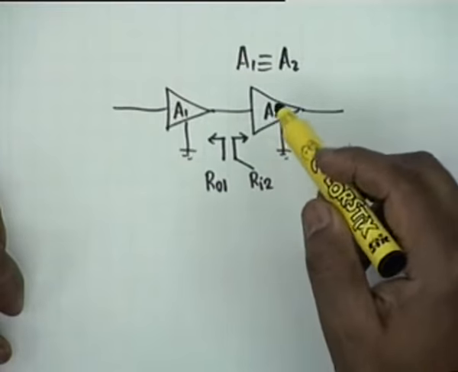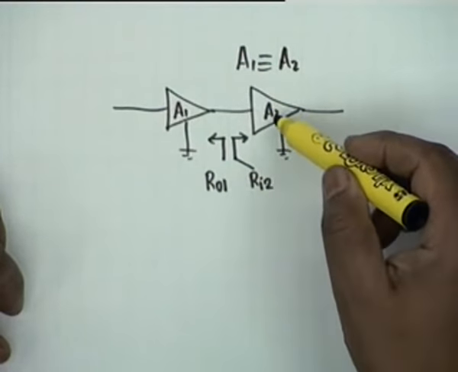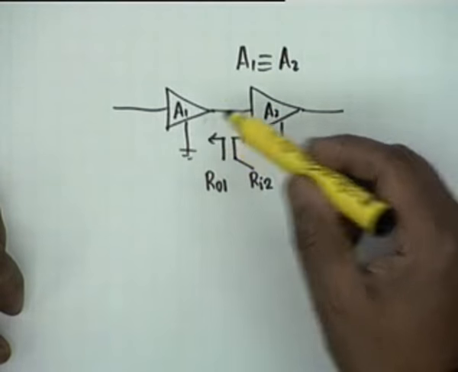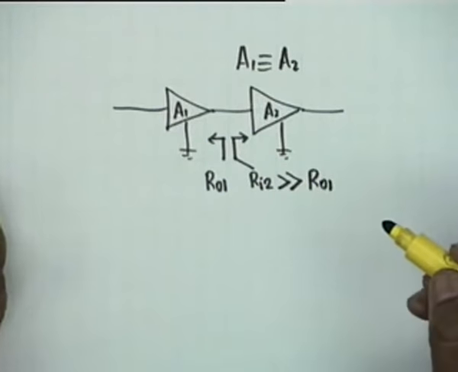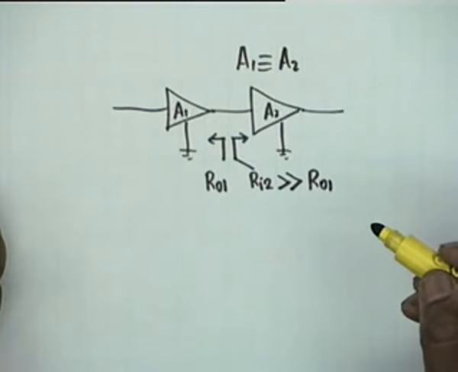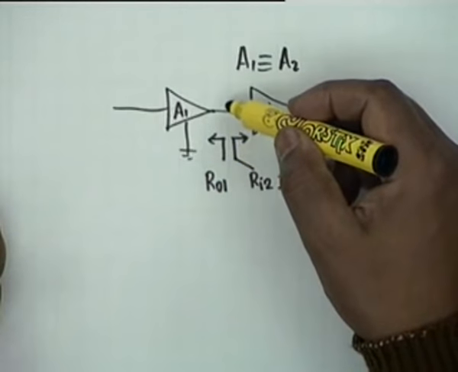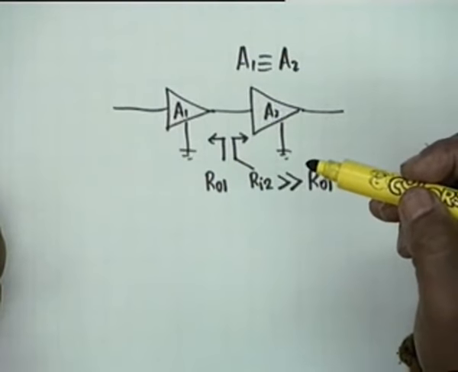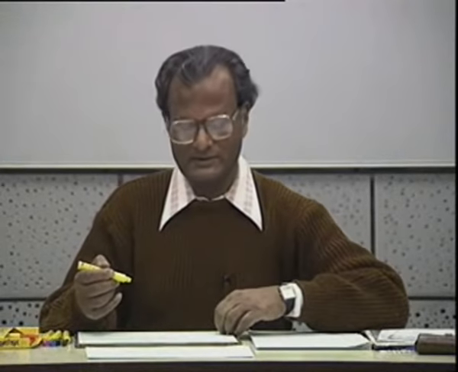This is the condition for non-interacting stages, that is A2 does not affect the gain of A1. Ri2, we assume that it is much greater than R01. This is the condition to be satisfied. If it is not satisfied, then what do we do? We put a buffer in between, an emitter follower, which transforms a high impedance into a low impedance.